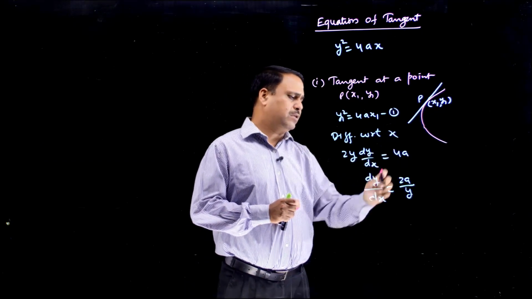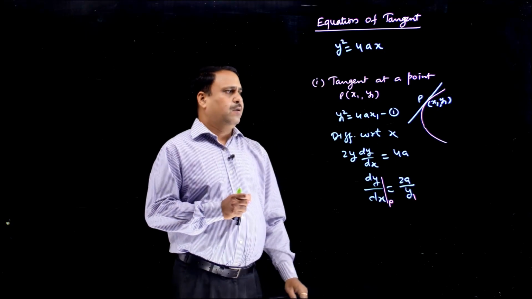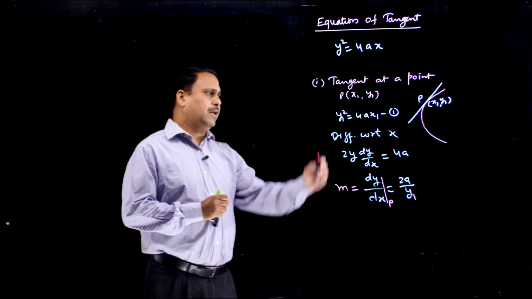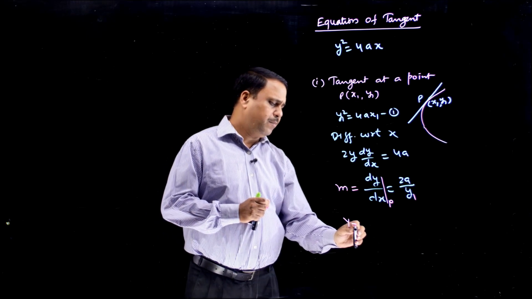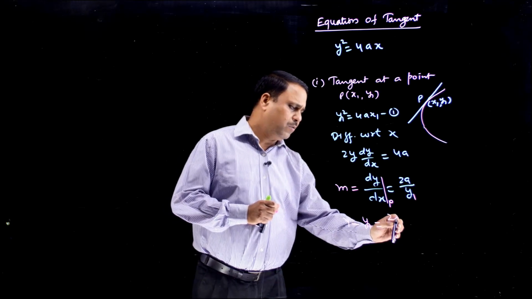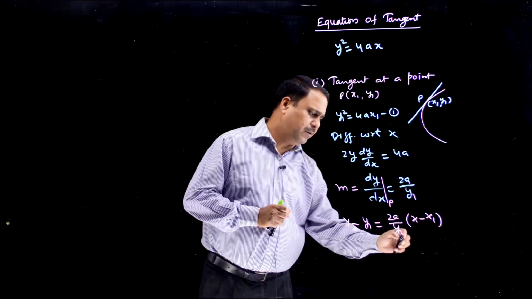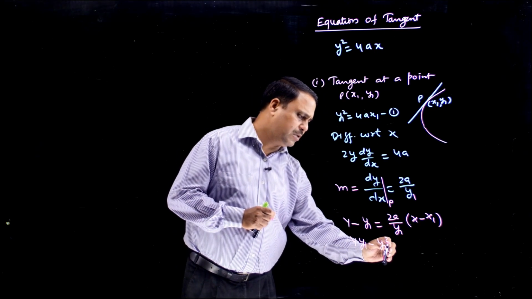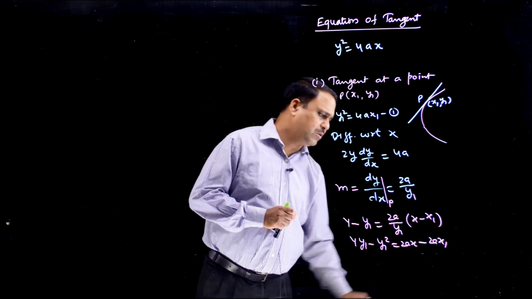And at this point P, I will replace this with the coordinate of this. So at point P, this is y1. So this is nothing but the slope of the line, m. So now I can calculate the equation of the tangent. y minus y1, where (x1, y1) is the point, is equal to 2a upon y1 into x minus x1. Cross multiply. So y1 y minus y1 square is equal to 2ax minus 2a x1.